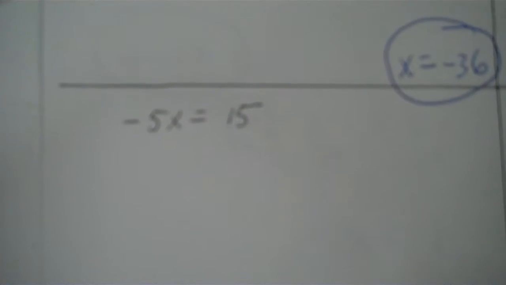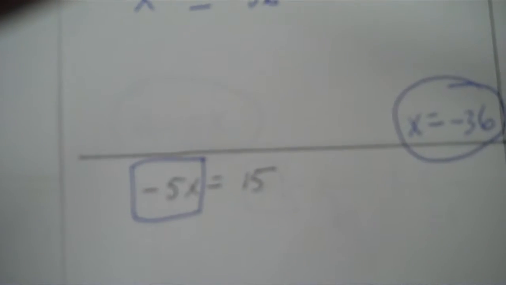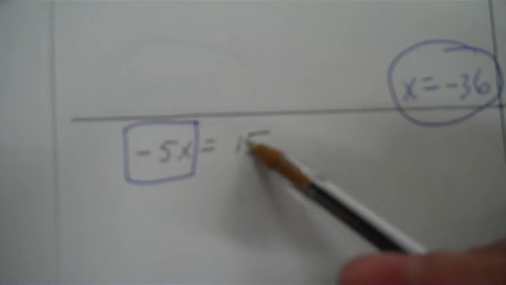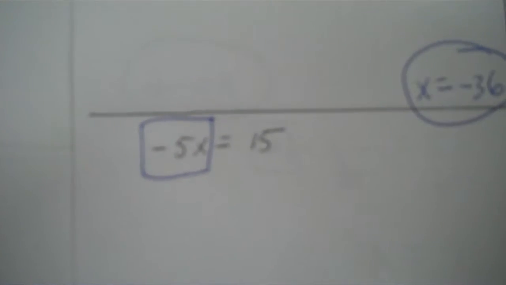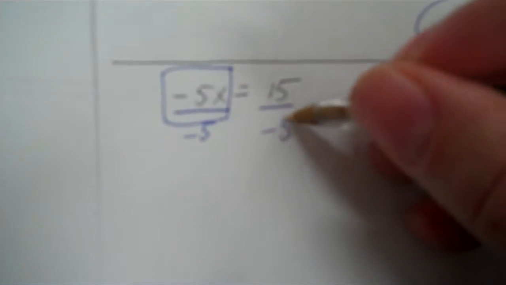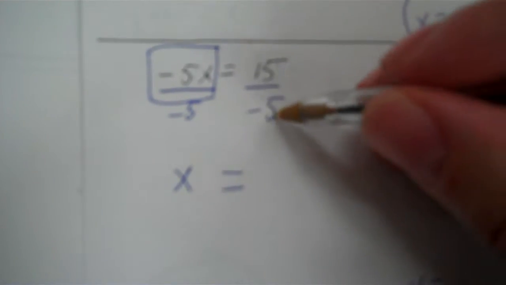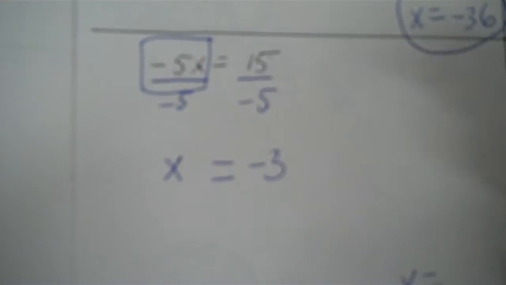Negative 5x equals 15. That means negative 5 times x, so we're going to box that up. Again, nothing outside the box to worry about. I know 15's outside the box, but the reason I don't worry about 15 is because it's on the other side of the equals. So I underline both sides, and I will divide by negative 5. Negative 5 divided by negative 5 is 1, but that'll be 1x, or x. And then 15 divided by negative 5 is negative 3.